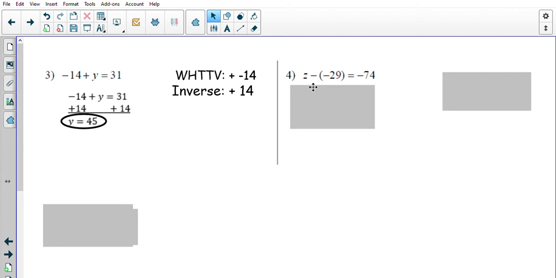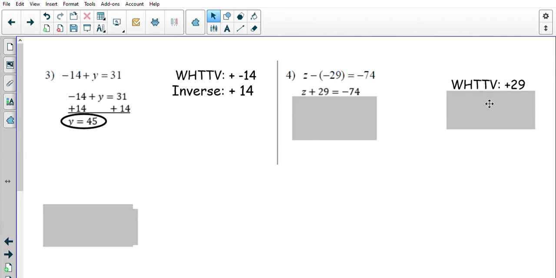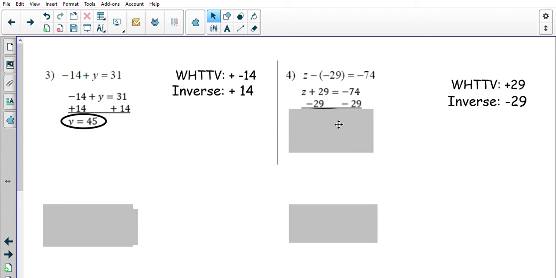In number 4, I really do suggest adding the opposite, so rewriting this as z plus 29 equals negative 74. What's happening to the variable is add by 29. Now, if you have minus a negative 29, that's okay. Your inverse should still be the same, either subtract 29 or add a negative 29. You're going to notice I subtracted 29 from both sides. It'll cancel out here. And what are you plugging into your calculator?